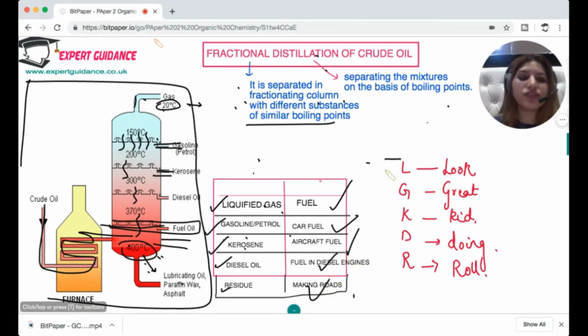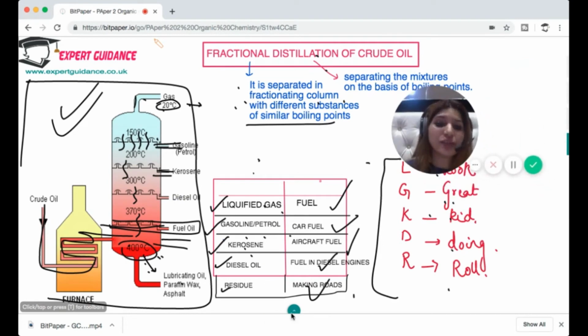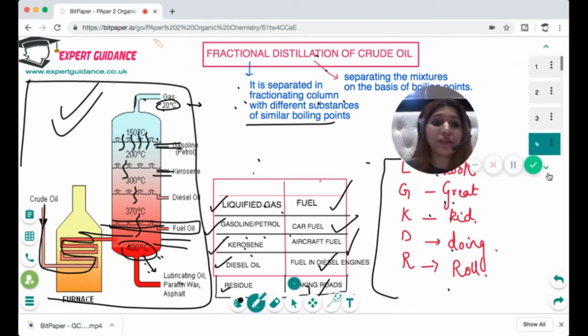The mnemonic to remember that is "Look great, kid doing roll." L stands for liquefied gas, G stands for gasoline, K stands for kerosene, D stands for diesel oil, and R stands for residue. So you should know this fractional distillation setup. Which temperature is at the top, which is at the bottom? What are the various fractions we get, and in what order? Where do we get shorter chain fractions? Where do we get longer chain fractions? And the uses of these fractions. So this slide is very, very important.